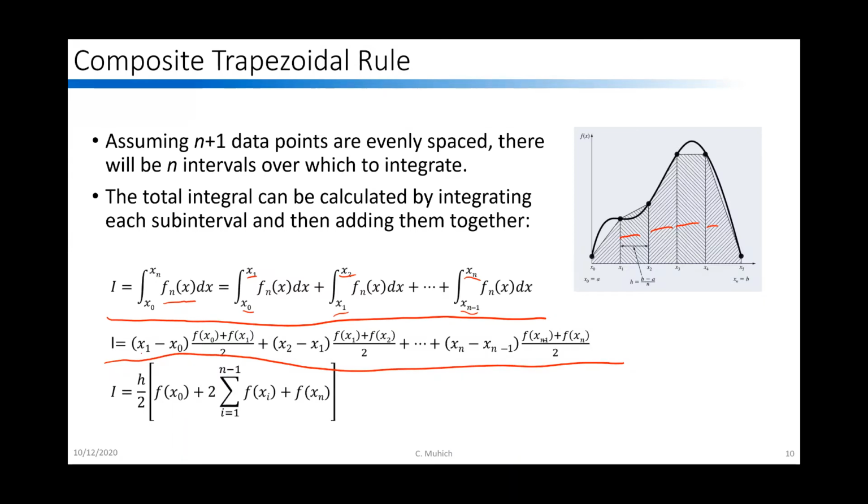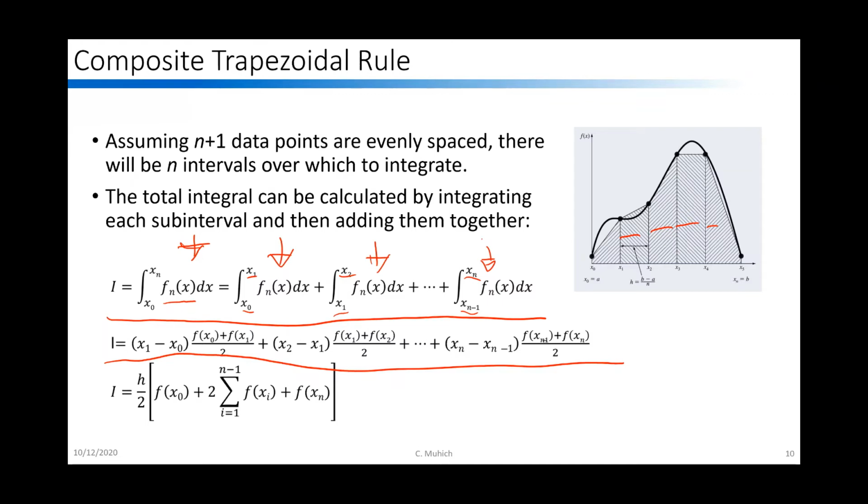So my integral is x1 minus x0 times f of x0 plus f of x1 over 2, plus x2 minus x1 times f of x1 plus f of x2 over 2. And I can do this again and again until I get to the end where I can say xn minus xn minus 1 times f of xn minus 1 plus f of xn over 2. So all I've done is I've taken that equation for the trapezoid and I've plugged it into these equations repeatedly, n number of times.